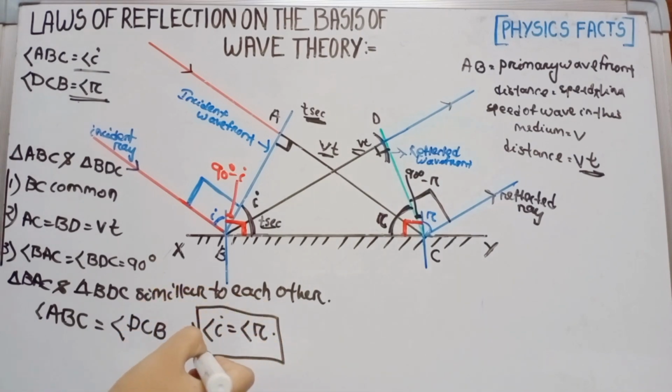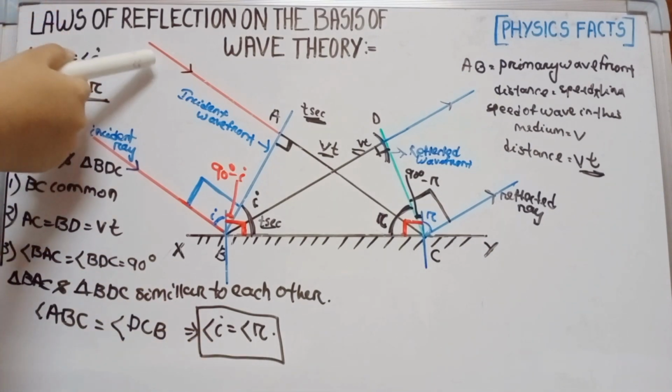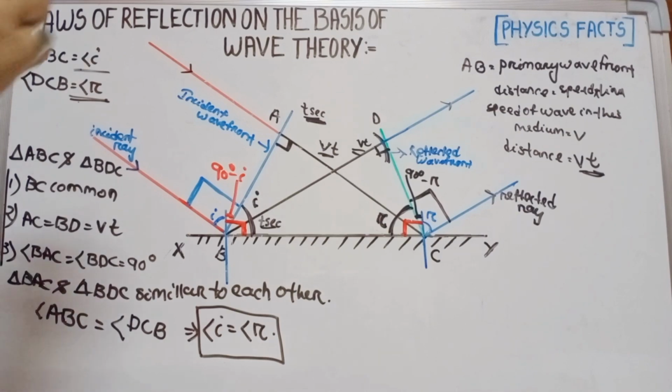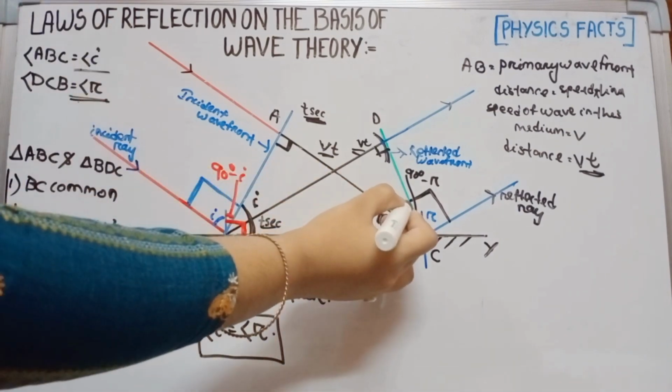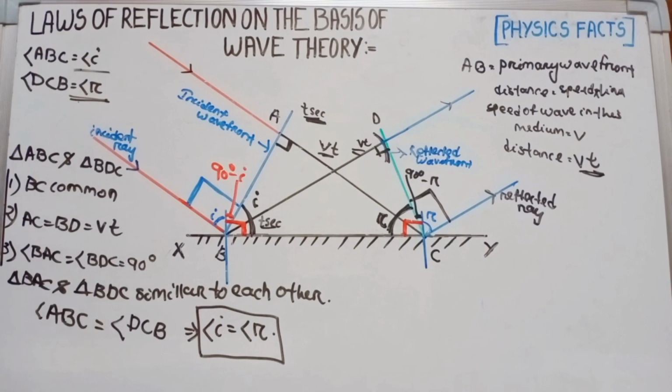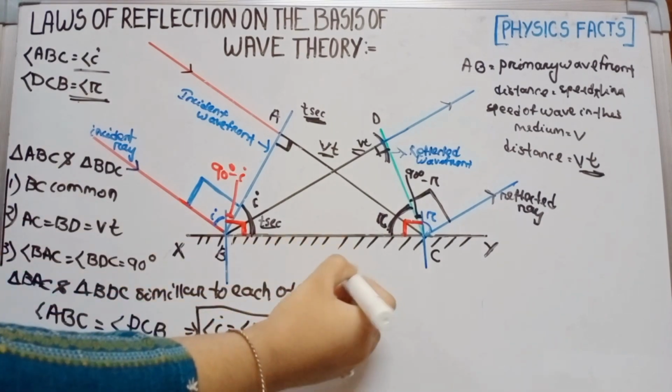यही तो है laws of reflection, that angle of incidence is equal to angle of reflection. On the basis of wave theory, we also proved that angle of incidence is equal to angle of reflection. Clear? You clear, students? Next we go to that second one.